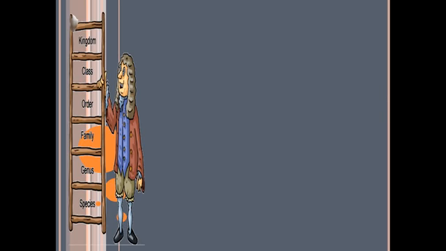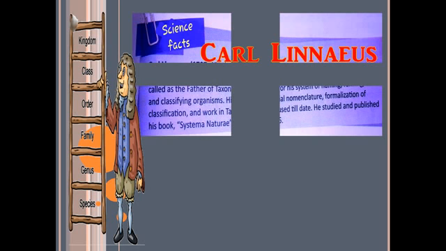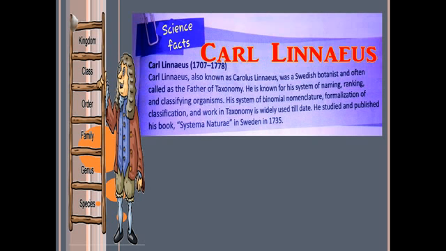But something interesting is there in your book also. Do you know who this gentleman is? He is Carl Linnaeus, born in 1707 and died in 1778. Carl Linnaeus is also known as Carolus Linnaeus. He was a Swedish botanist and is often called the father of taxonomy. He is also known as the father of classification.